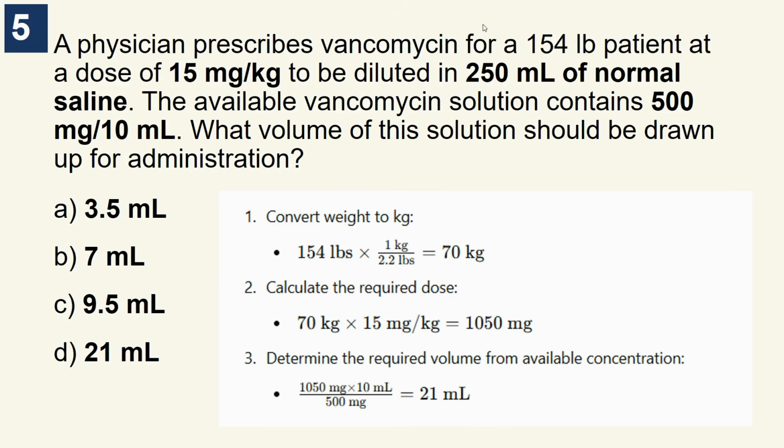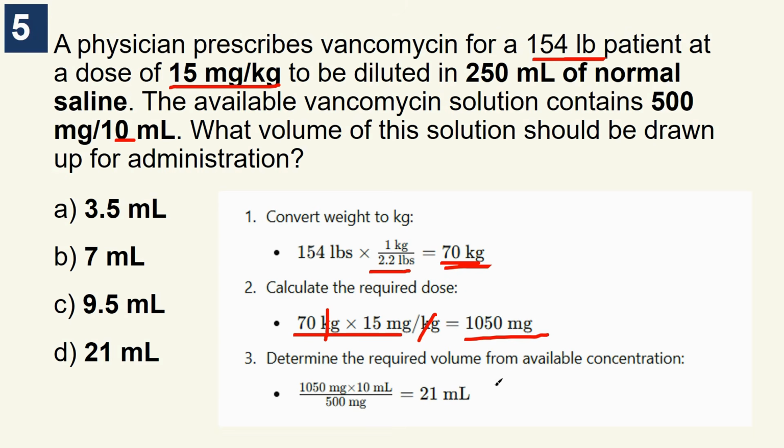Alright, so let's see how to calculate it. First, convert pounds into kilograms by dividing by 2.2, since 1 kilogram equals 2.2 pounds. Therefore, it gives you 70 kg. And then each kg needs 15 milligrams, so multiply 70 times 15. That gives you 1050 milligrams. This is the dose that is required, and the vancomycin is available as 500 milligrams per 10 mL.